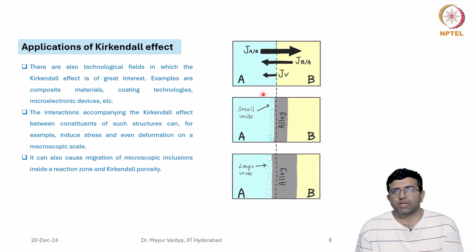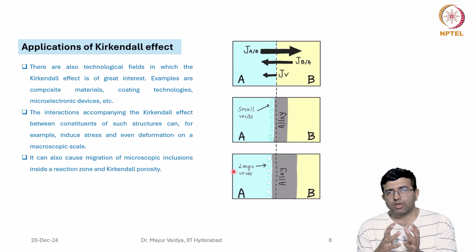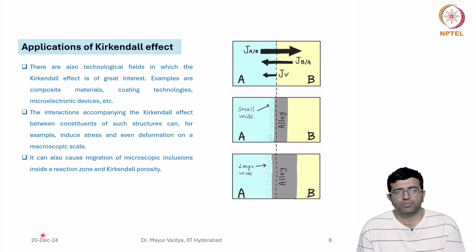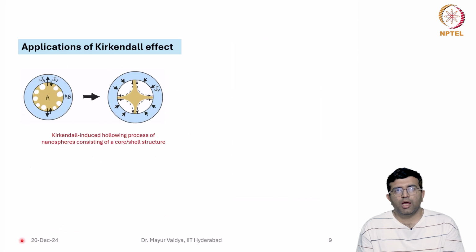For example, you have a situation where the flux is more on one side and less on the other side. So, you have a vacancy flux, and this can lead to the formation of small voids in the alloy. Depending on how much the difference is between these two fluxes, you can have the generation of small voids, and these voids over time can coalesce to form larger voids. If voids are present, that can be detrimental to the mechanical properties and the overall integrity of the assembly.